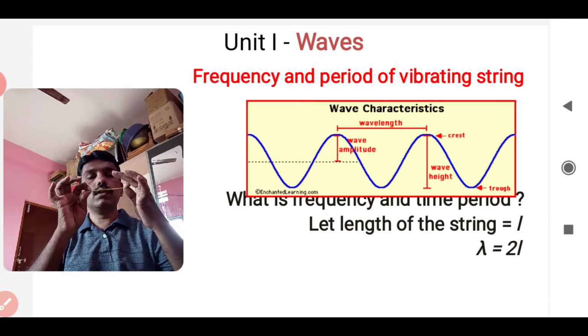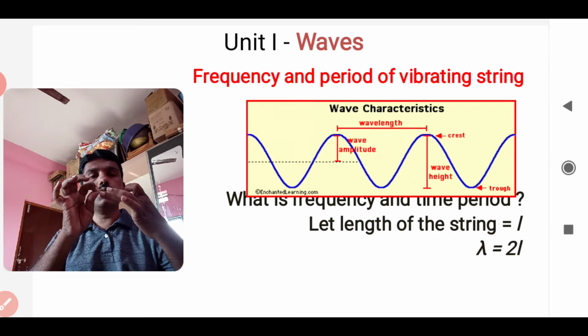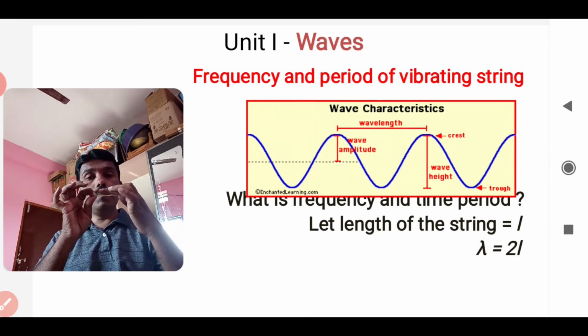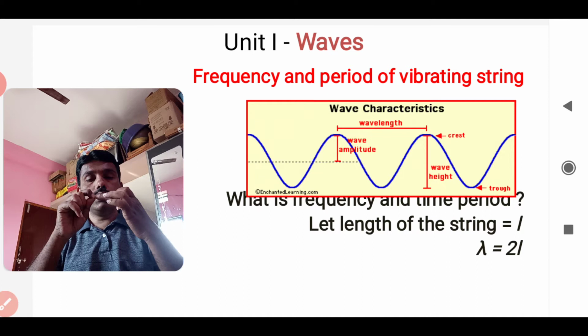If you look at this carefully, half wave will be generated up to this point, and half wave will be generated up to this point. That means to complete one vibration, it has to travel from this point to this point, and this point to this point. For completing one vibration, the distance traveled is half this part and half this part. That means it has to travel this distance, the length which is supposed to be L.